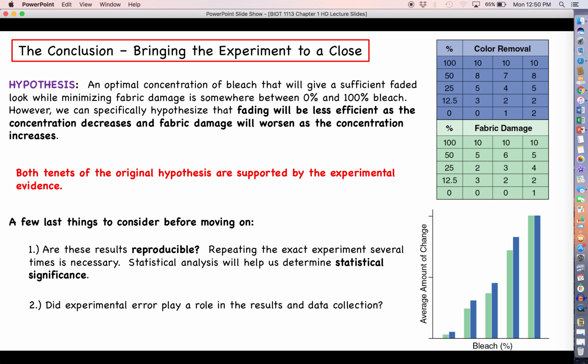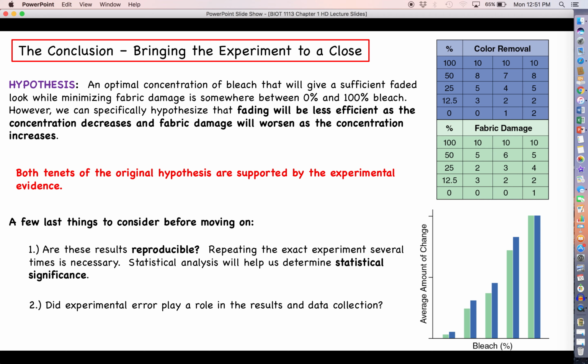Did experimental error play a role in the results and data collection? Think about some things that could lead to certain conclusions that maybe are just due to experimental error. Maybe you didn't make your dilutions correctly. Maybe what you thought was 50% bleach was actually 75% bleach because you didn't mix things together well. Maybe you left some fabric in the bleach for too long. Maybe you left it there for 5 minutes instead of 1 minute. Those are things to think about as well.